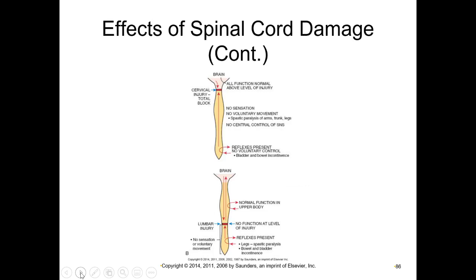Here are some different levels that you can look at and see how things are very different. No voluntary control here at this level. The bottom one here, you may have some spastic paralysis in the legs and bowel and bladder dysfunction.